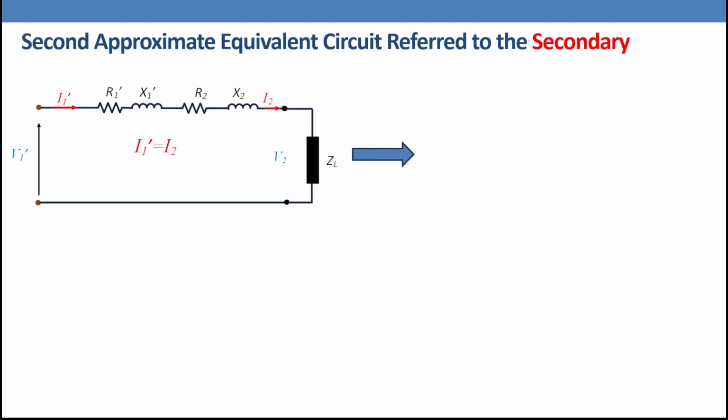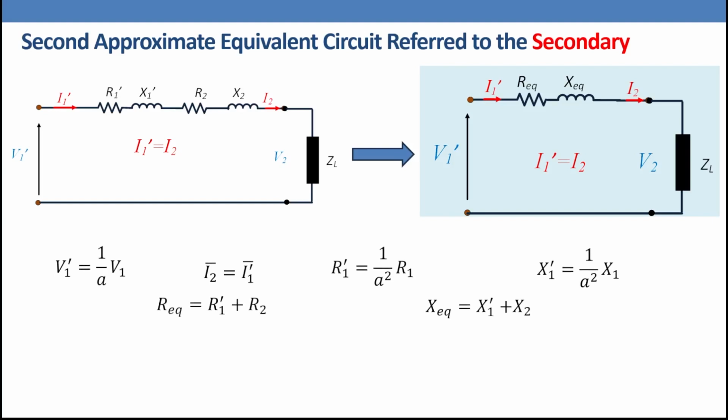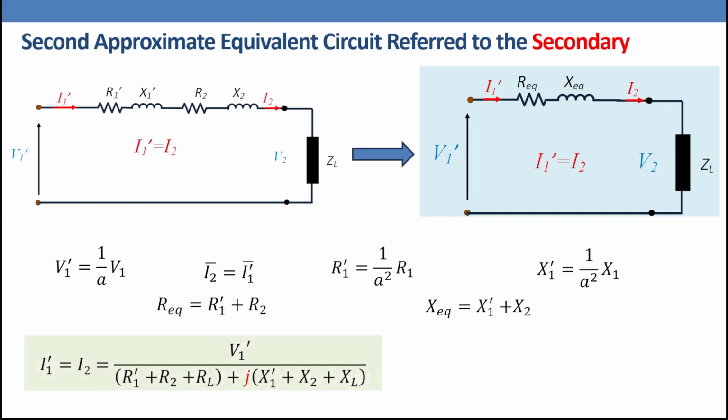So the equivalent circuit can be redrawn as shown in the figure, where we have R equivalent and X equivalent. The values can be calculated using these equations, where R equivalent equals R1' plus R2 and X equivalent equals X1' plus X2. If we know the load impedance, we can calculate I1', which equals I2, equals V1' over all the impedances in series: R1' plus R2 plus R load plus j(X1' plus X2 plus X load).